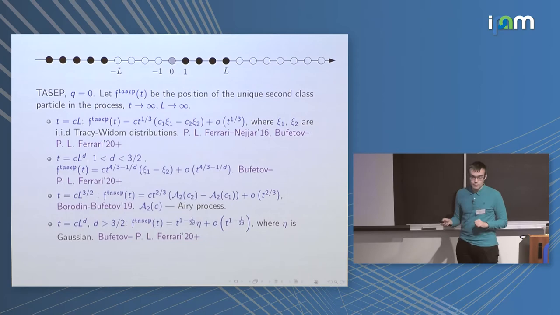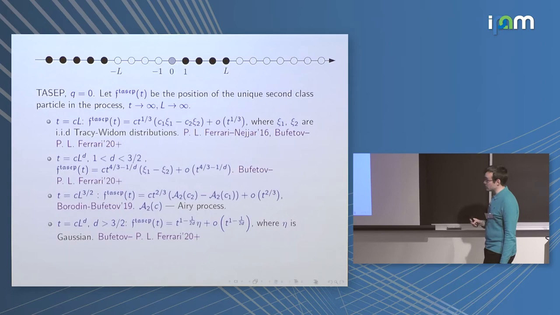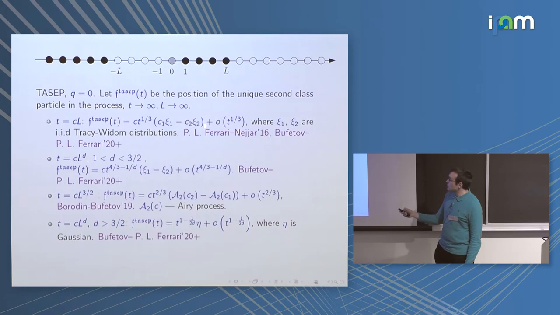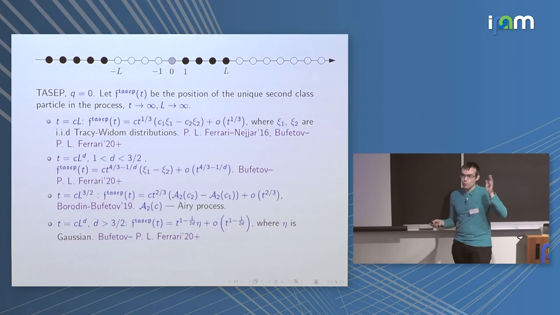But then when time is linear in L, something is happening. The position of the second class particle is of order t to the power 1/3, and it's random, and the distribution is given by two independent Tracy-Widom distributions, whatever this means. These are known distributions from probability theory. So this is the scaling, and this is the distribution, and that's what happens with the second class particle. I should say that there are quite a lot of C's, and these are all different constants. I didn't want to have notation from C1 to C20 on this slide, so all C's are different.